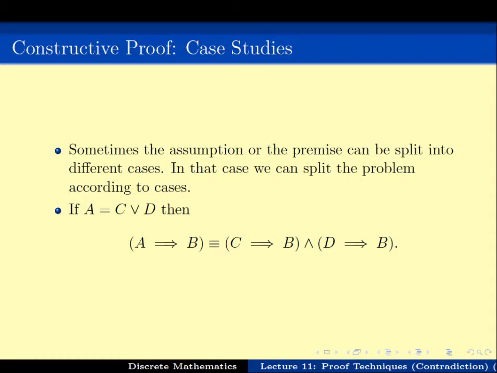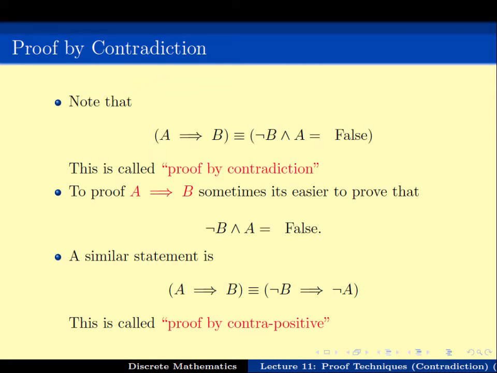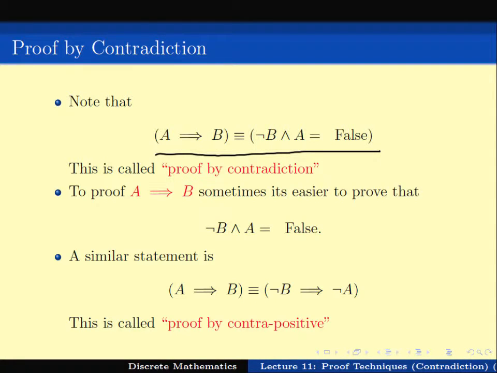So we saw examples of all these various techniques in our past video lectures. In the last video lecture, we started with this new proof technique called the proof by contradiction. The idea here is that to prove A implies B, it is the same as proving not B and A is false. So sometimes instead of proving A implies B, one can end up proving not B and A is false.